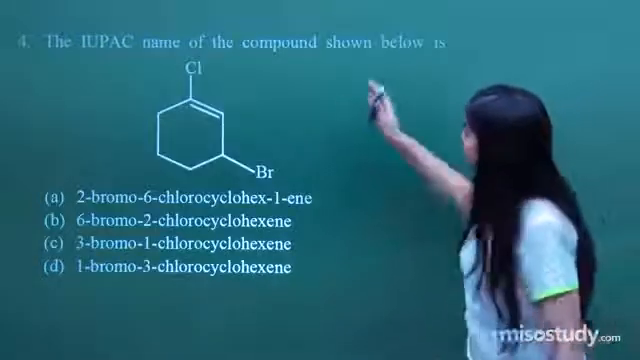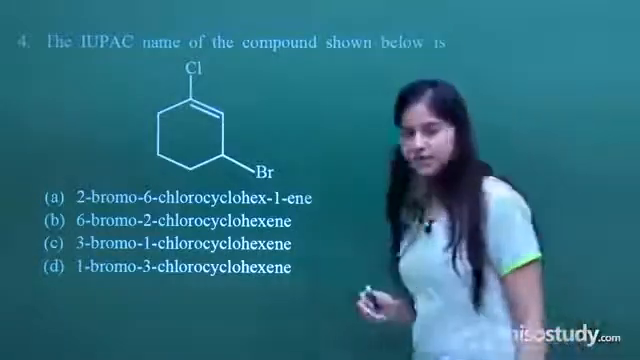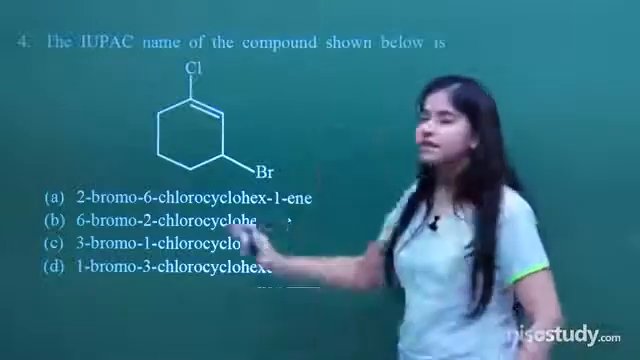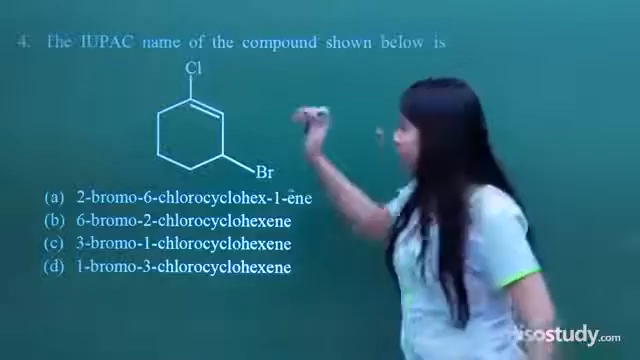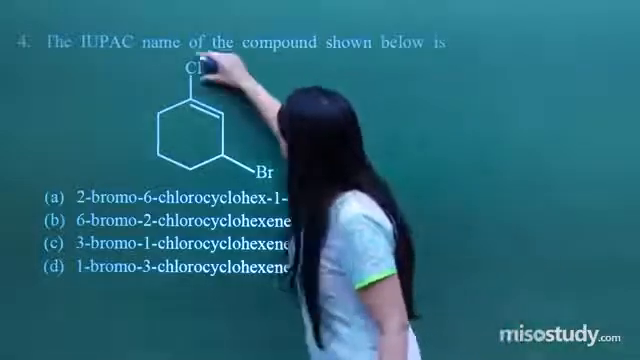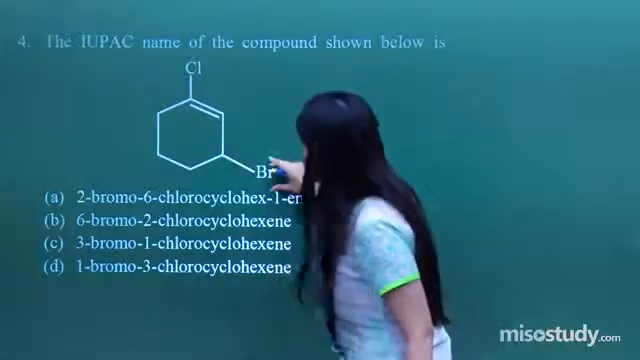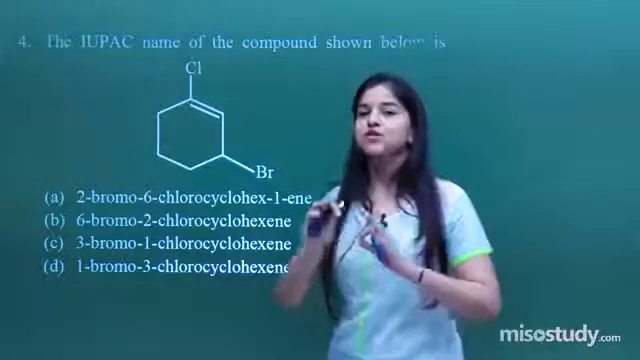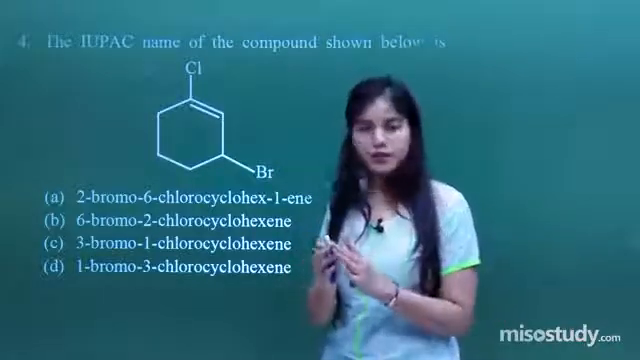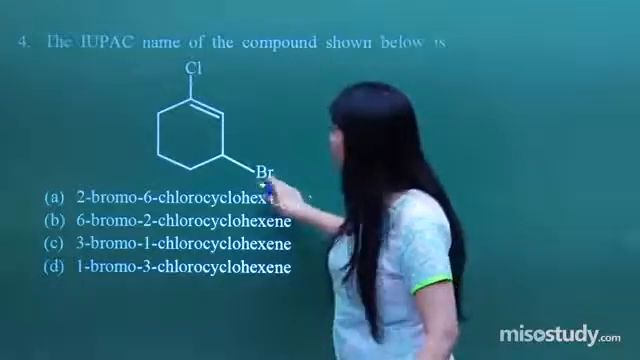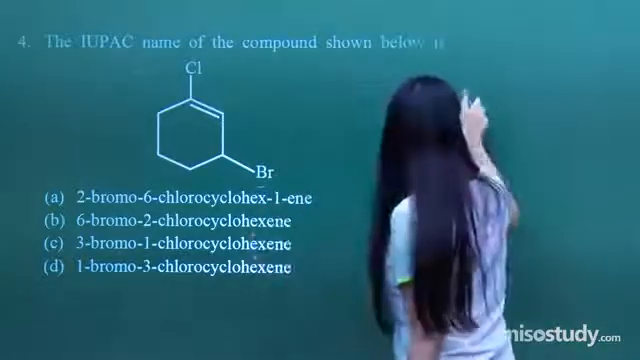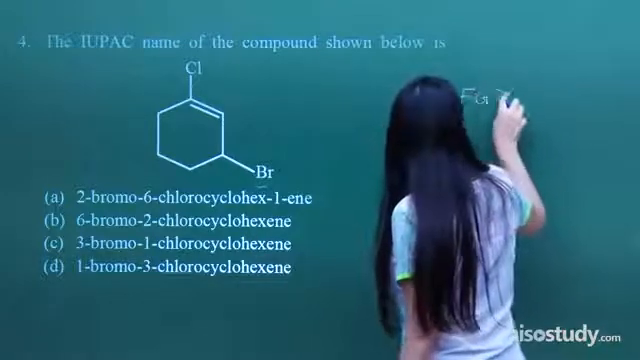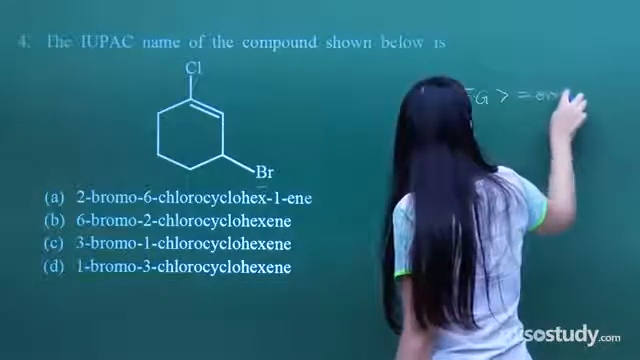So the IUPAC name of the compound shown below is, now there is a ring-like structure, so you need to take proper care. So I've got a chlorine here, I've got a bromine here. Both are substituents. So on the basis of alphabetical order, I may be going for bromine. But if you know the preference order, what is the preference order? Functional group is always preferred over double or triple bonds.